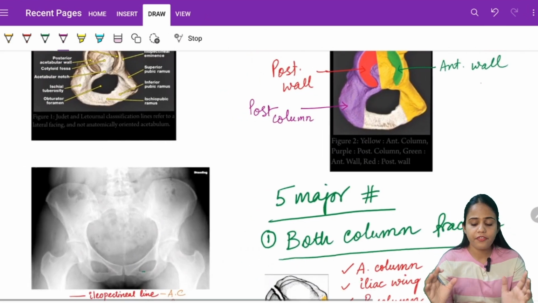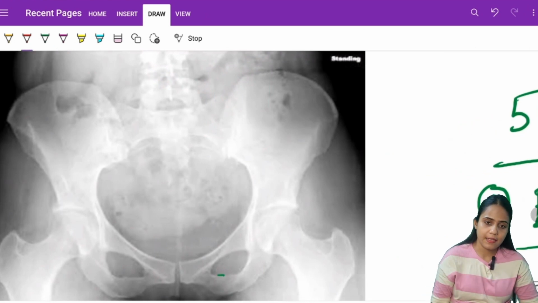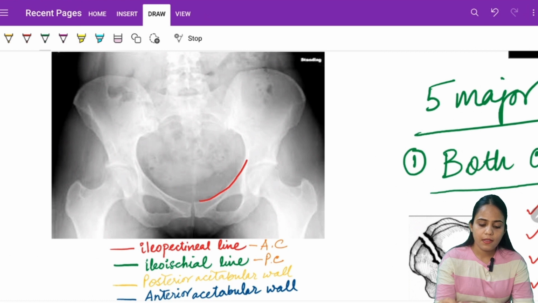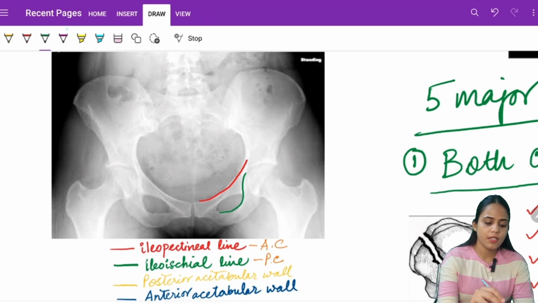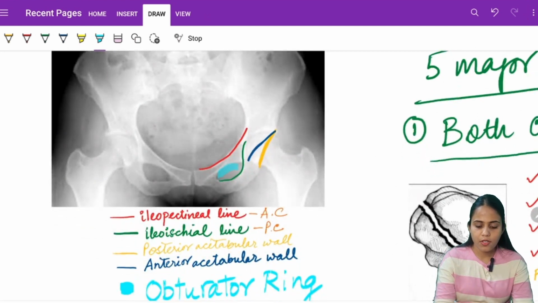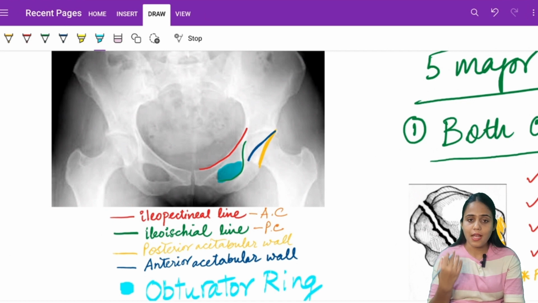Then let's move on to the 5 major fractures involving the acetabulum, but before that we need to know certain lines. These are the lines that we need to know. Number 1, the iliopectineal line. Number 2, the ilioischial line. Number 3, the posterior acetabular wall. Number 4, the anterior acetabular wall. And 5th, the obturator foramen. Now, whether or not these structures are getting disrupted will tell us the kind of fracture that has occurred to the acetabulum.